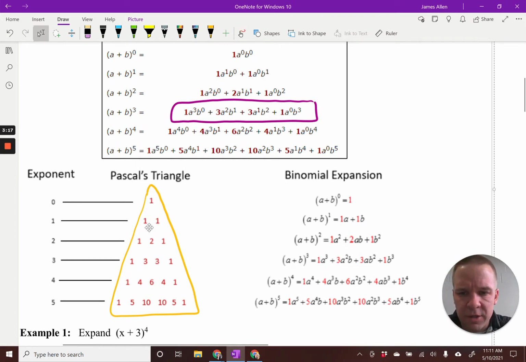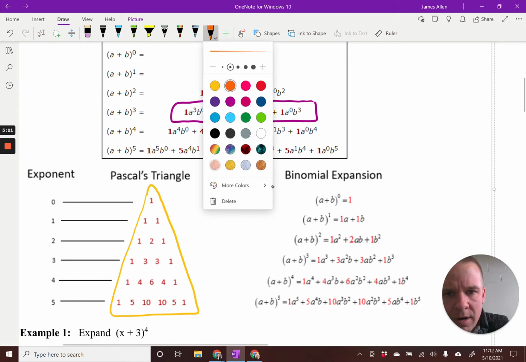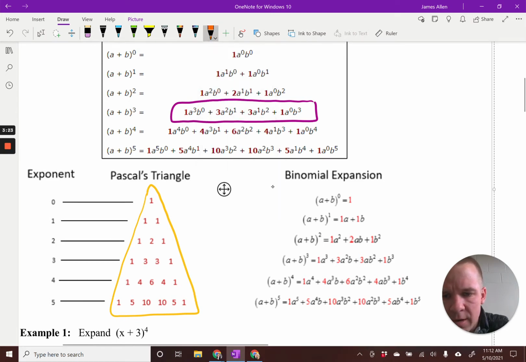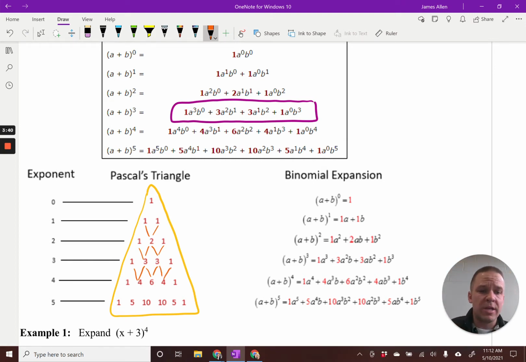So if I've got the first two here, take a look at, and let me use a marker here because I think my cursor doesn't always show up very well. 1 plus 1 gives me 2, right? And then 1 plus 2 gives me 3. 2 plus 1 gives me 3. And then 1 plus 3 gives me 4. 3 plus 3 gives me 6. 3 plus 1 gives me 4. So on and so forth. Okay, so we see how that trickles down. All right, that's how this triangle is formed.